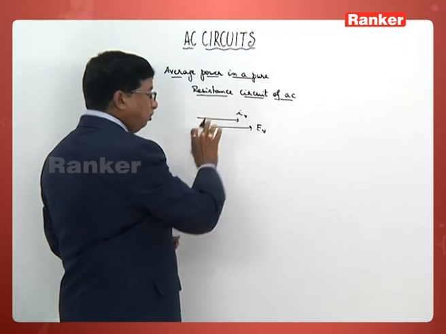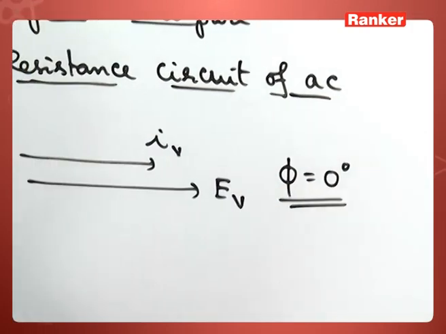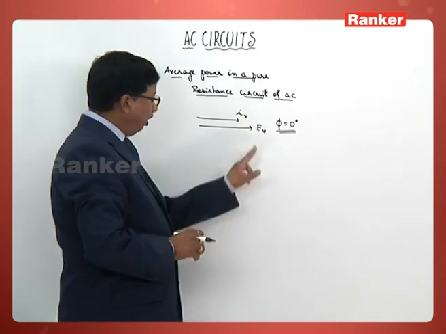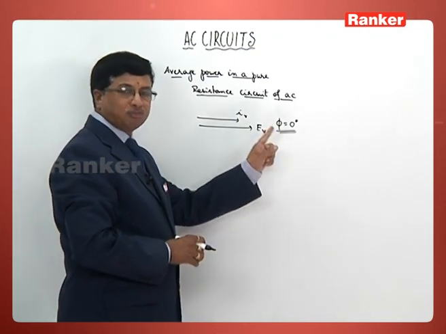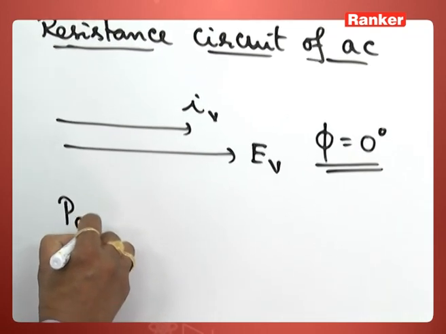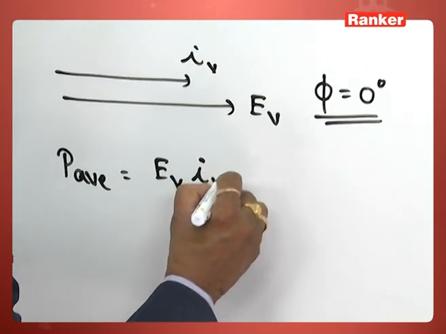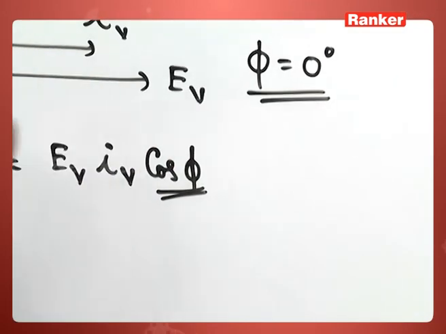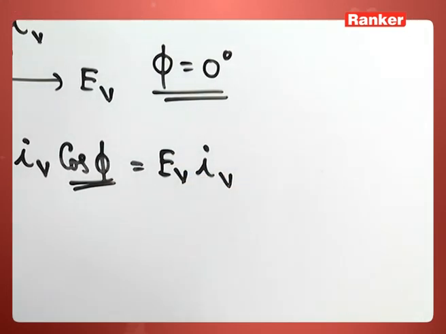When both are just in the same direction, what would be the value of phi now? It is taken as 0 degrees. The moment current is in phase with EMF or EMF is in phase with current, whatever we say, the angle between them is to be 0. Then phi becomes 0. But we know the average power is equal to virtual EMF into virtual current into cos phi. Since phi is 0, cos phi becomes 1. Therefore, we will be getting this formula as EV into IV.